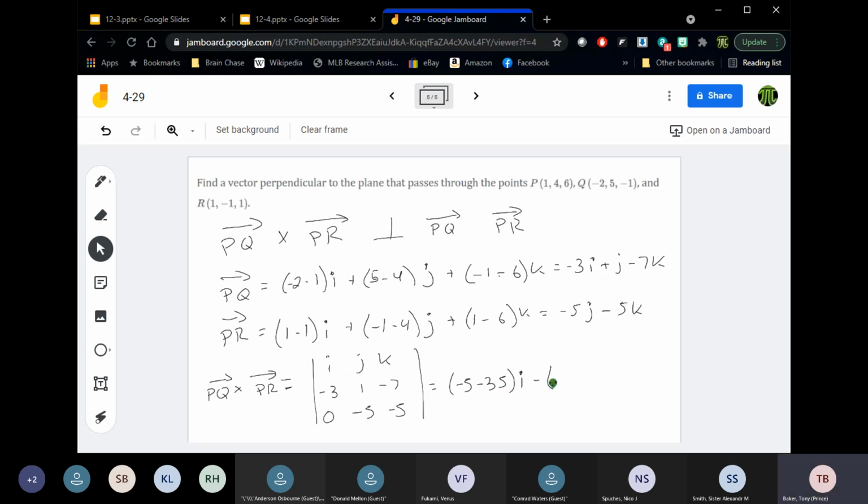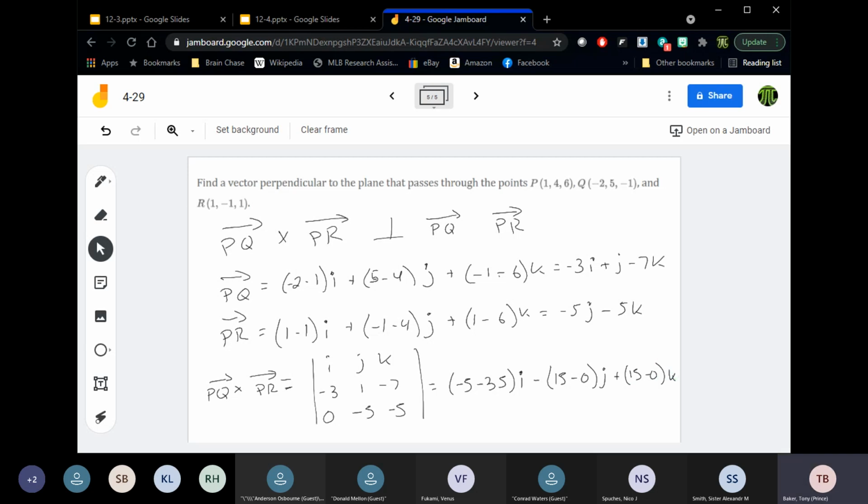Minus, and then I get -3 times -5, which is 15, and then -7 times 0, which is 0. That's J. Plus, then I have -3 times -5, which is 15, and 1 times 0, which is 0. That's K.